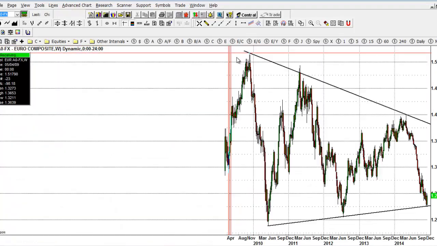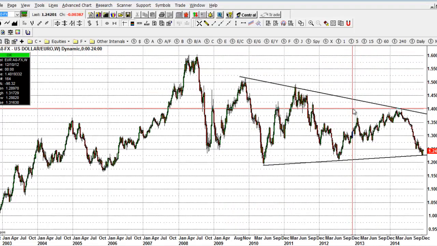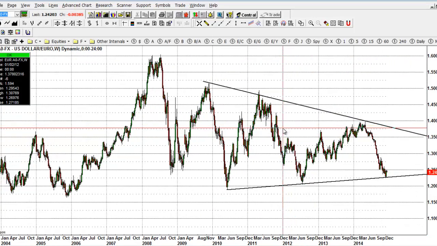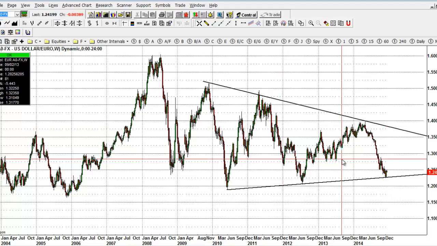Let's take a look at some other currencies, namely the euro. And we see that the euro on the weekly chart is in a consolidation, and the market is currently testing this trend line. First point, second point, third point. So the market is at support in the euro.